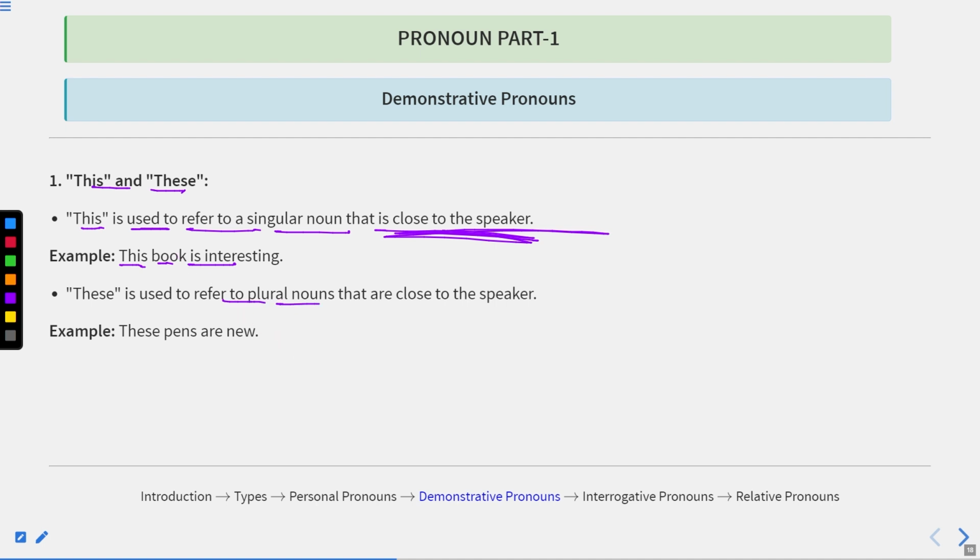These is used to refer to plural nouns that are close to the speaker. These pens are near. So we are talking about pens which are near to us. If we have written these pens, that is correct because pens should be plural over here. Only then can we use the word these. Otherwise, we cannot use it.